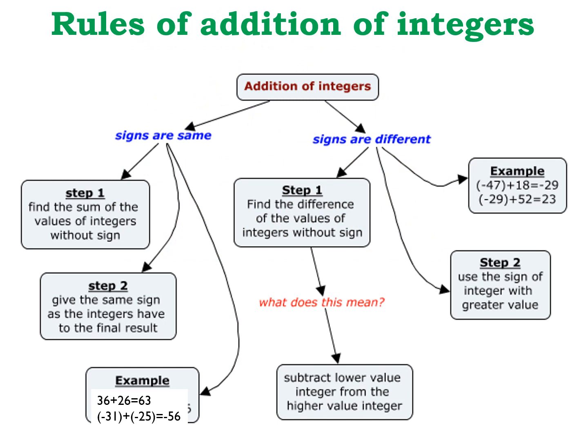Now here are the rules of addition of integers. Addition of integers. The first case, when signs are the same. Step 1 says find the sum of the values of integers without sign. Step 2 says give the same sign as the integers have to find the final result. Now here is an example. I am taking two positive integers 36 and 26. When we add them, we get 63 as the answer. Since both the numbers have a positive sign, the answer also has a positive sign.